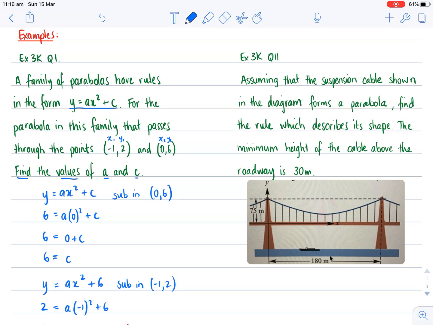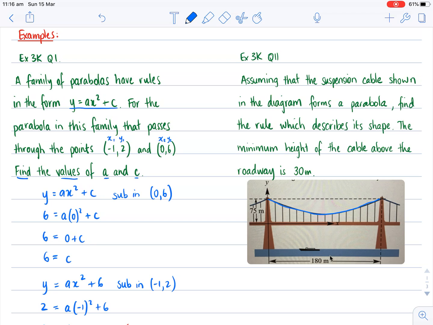Okay, my second question here is a little bit more involved and involves some modelling. It's from exercise 3K and is question 11. Assume that the suspension cable shown in the diagram forms a parabola. So we're talking about this suspension cable along here. Find the rule which describes its shape.